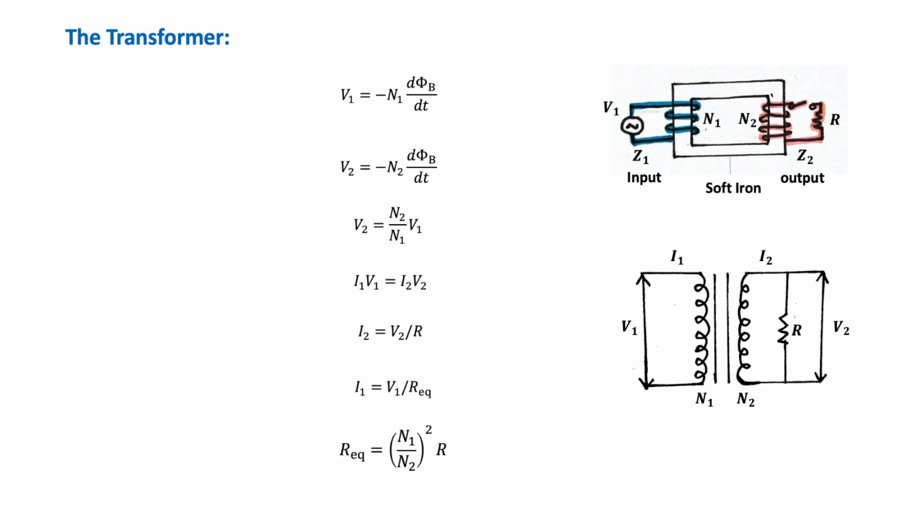So the current in the primary circuit is given by this equation. So if we substitute here, we get R equivalent is equal to N1 over N2 squared times R. And from this you can see that a transformer can be used to match the resistances of the primary circuit and the secondary circuit, right? And this way we get maximum power transfer between the source and the secondary circuit.